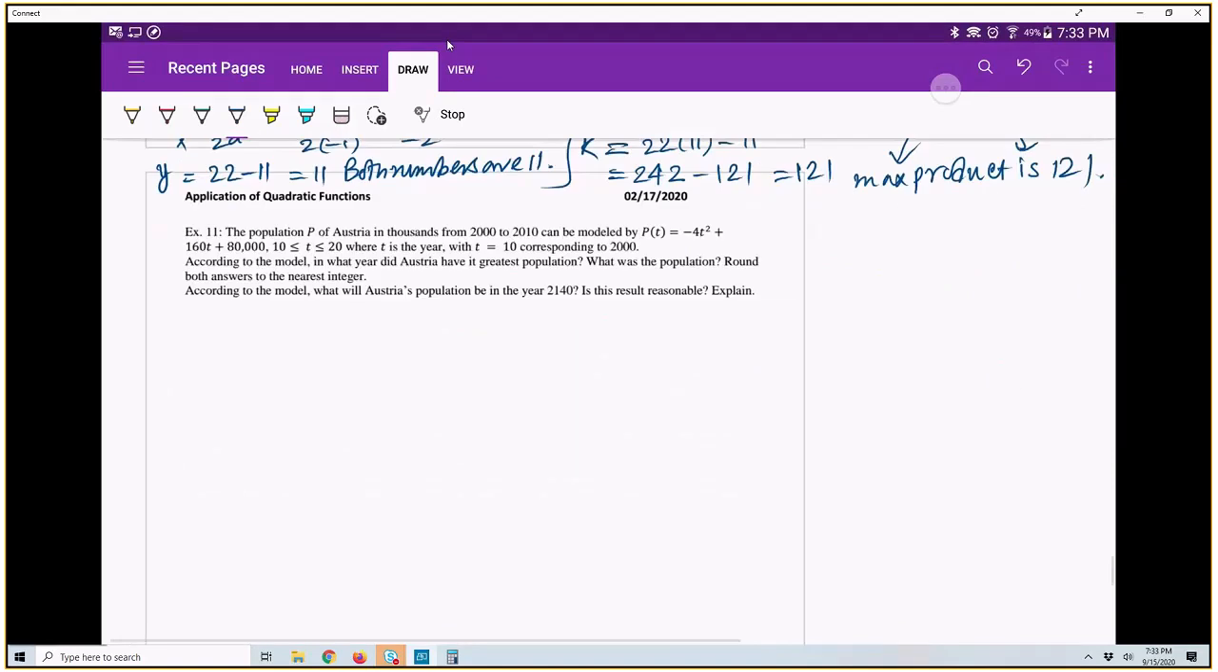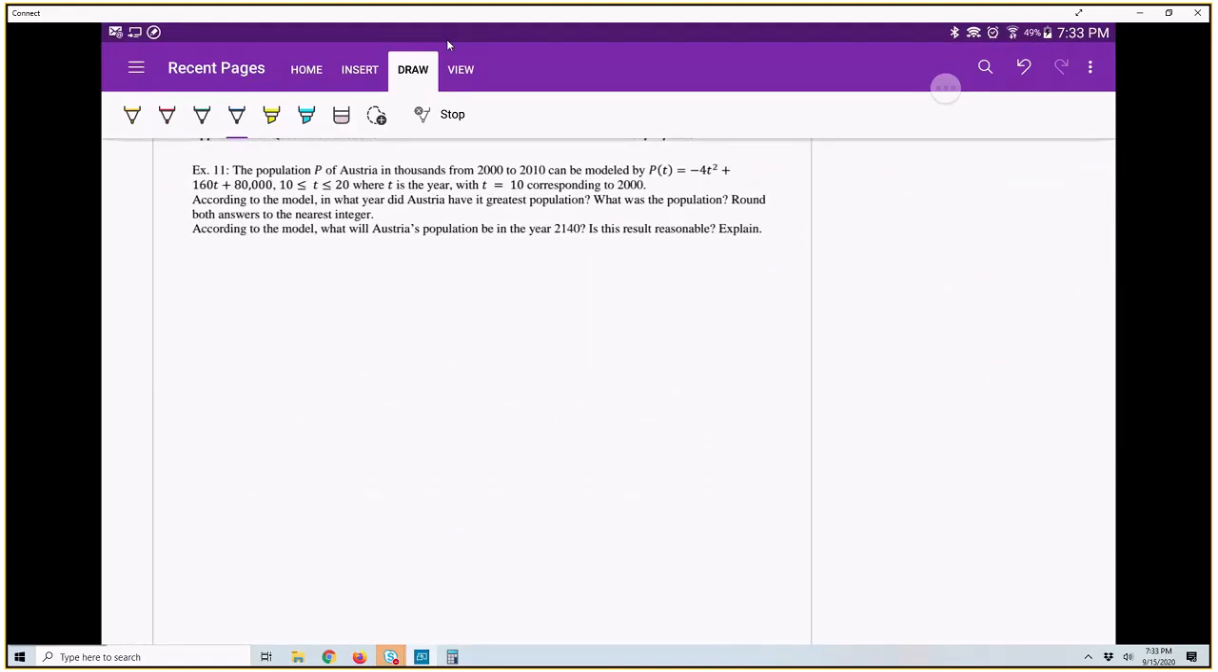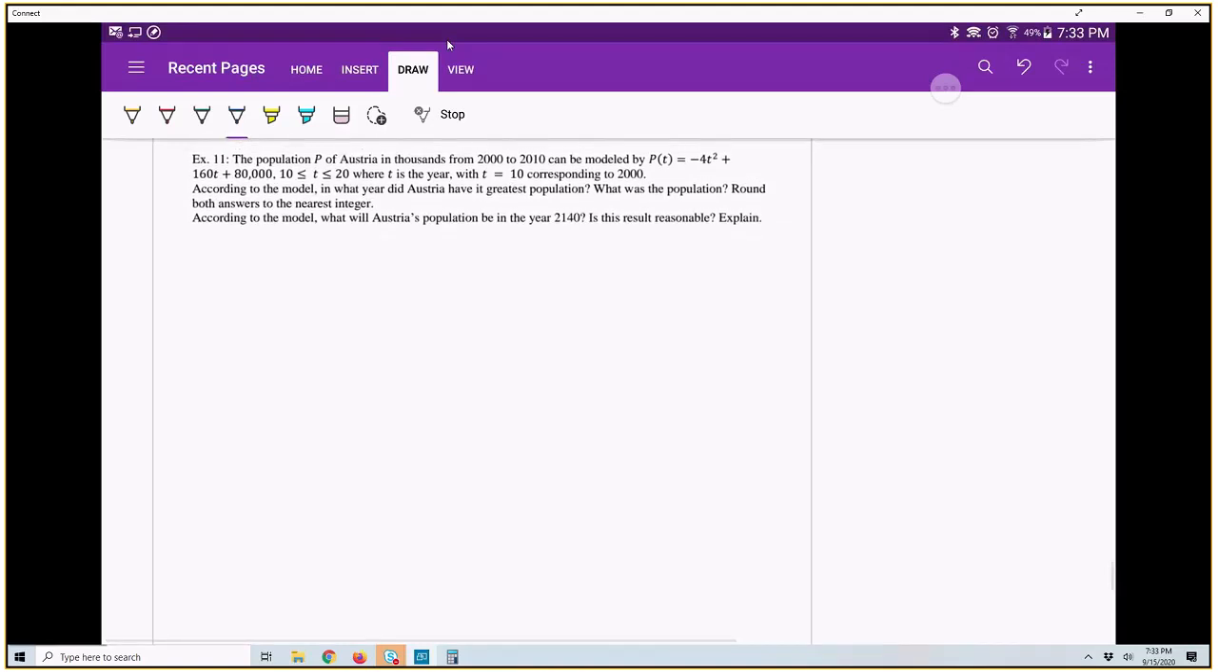The final problem is a problem where the parabola or the quadratic equation is given to us. This one is saying that the population P in Austria in thousands from 2000 to 2010 can be modeled by P(t) equal to minus 4t squared plus 160t plus 80,000, where t is between 10 and 20, where t is the year, with t equal to 10 corresponding to 2000. So the question is asking me, according to the model, in what year did Austria have the greatest population? What was the population? Round both answers to the nearest integer.